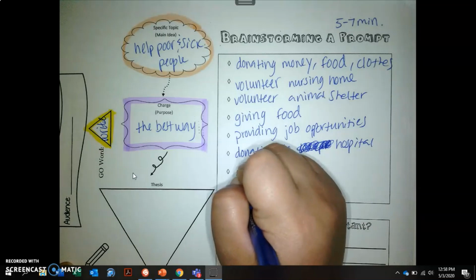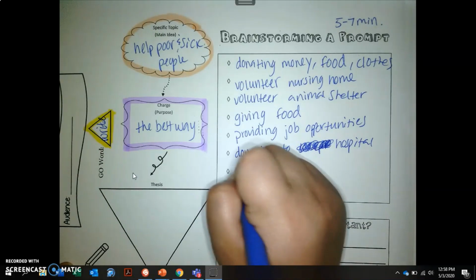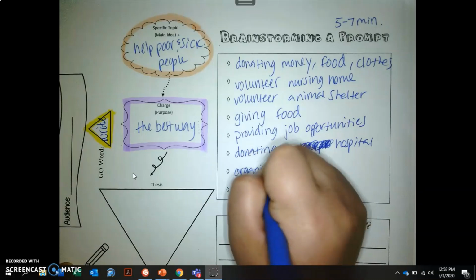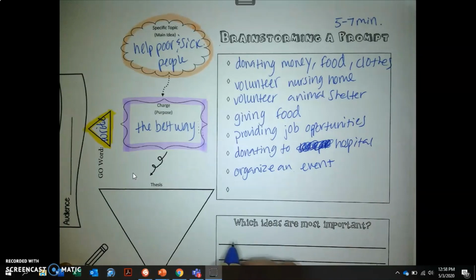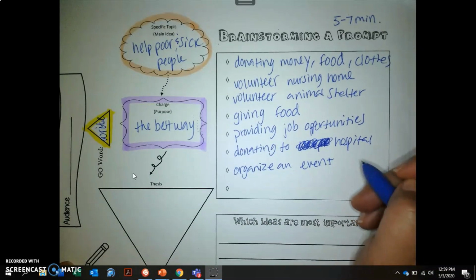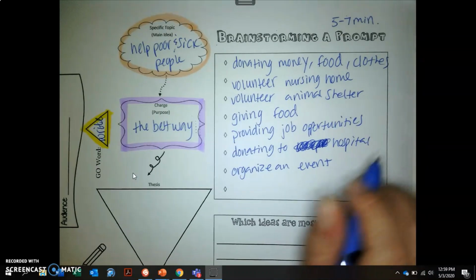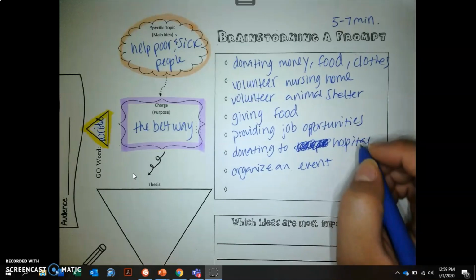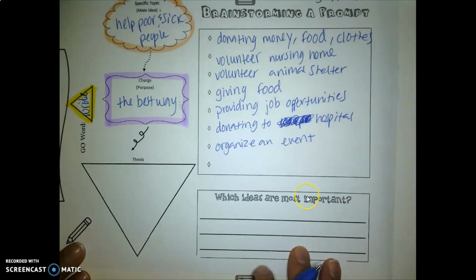We could organize an event where we maybe sell things, like sell chicken plates, or have a bake sale, or do a raffle where all the money can go to people who are sick or people who are needing more than they have. So we can organize an event and all the money can go to people who really, really need it.